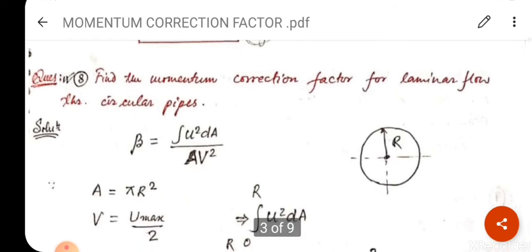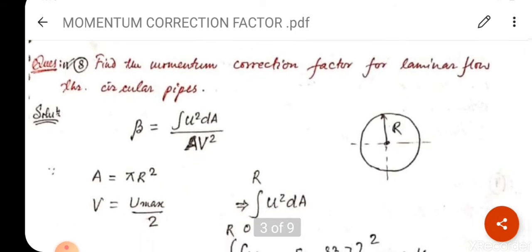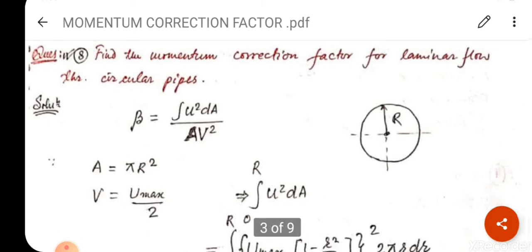Now we will solve one problem here. Find the momentum correction factor for laminar flow through a circular pipe. क्या है, एक सर्कुलर पाइप से लैमिनार फ्लो टाइप से फ्लो हो रहा है, तो हमको क्या फाइंड आउट करना है, मोमेंटम करेक्शन फैक्टर. We all know that beta is equal to integral of u square dA upon AV square. So this is the pipe, so area will be A is equal to pi r square and V is given as u max by 2.